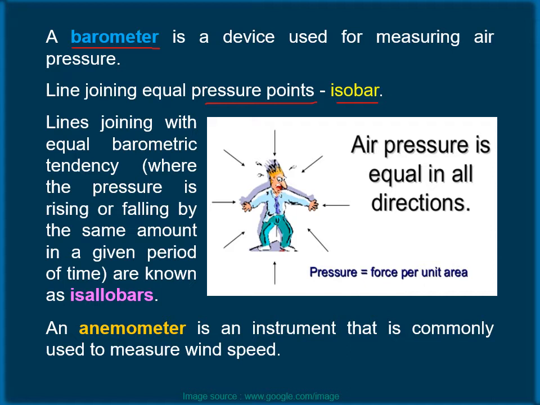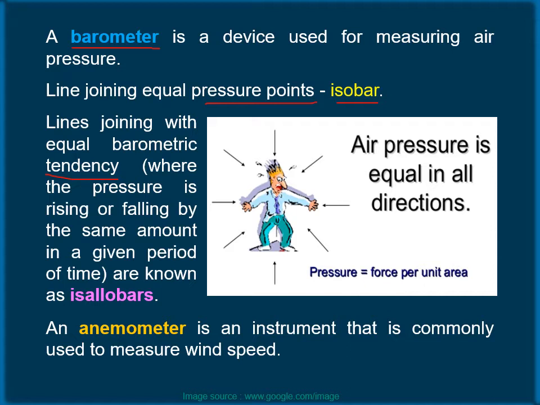Now, at each and every point over the earth surface, the atmospheric pressure is not constant. It varies from time to time. So pressure is not constant spatially, and pressure at a particular location is also not constant temporally. It varies with time. So each point of the Earth's surface has a tendency to increase or decrease in pressure value. Now, if we draw a line joining equal barometric tendency, that means where the pressure is rising or falling by the same amount in a given period of time, that line is known as an isallobar.